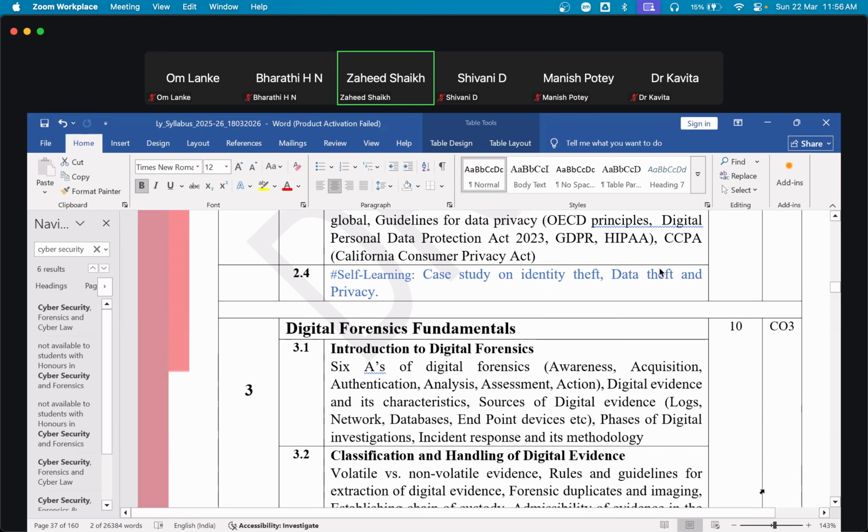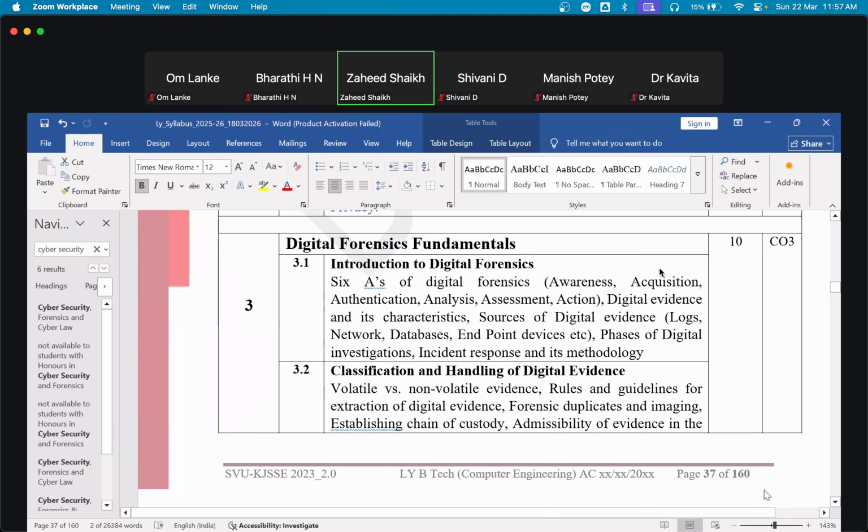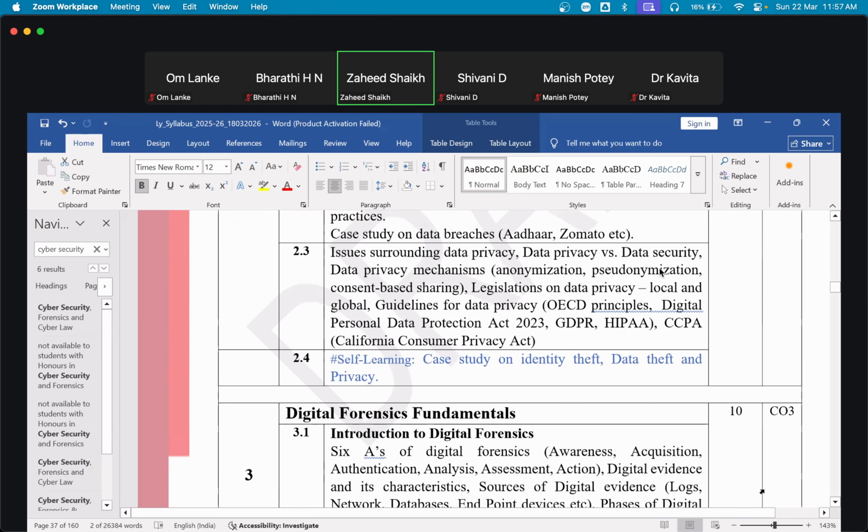Unit number three talks about different types of laws globally as well as locally. That covers your DPDP Act, that covers your GDPR. HIPAA is one of them. How data theft and privacy are handled across the globe, not only in India but across the globe, to ensure that the data is protected and the privacy of the users is taken care of through appropriate legislation.